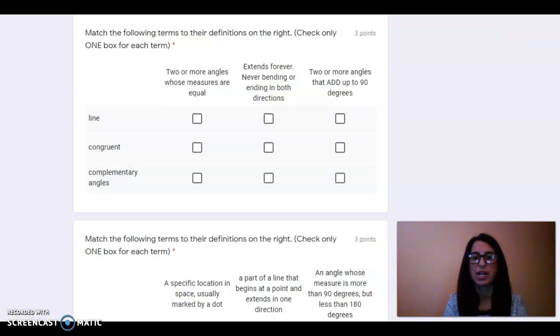Congruent, two or more angles whose measures are equal, extends forever, never bending or ending in both directions, or two or more angles that add up to 90 degrees. Finally, complementary angles, two or more angles whose measures are equal, extends forever, never bending or ending in both directions, or two or more angles that add up to 90 degrees.